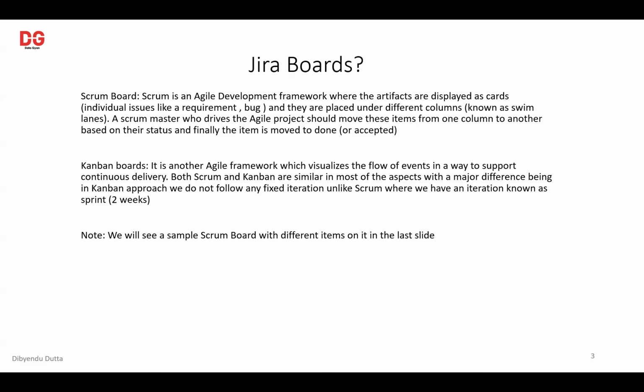Basically, the only difference is that in the Kanban board we do not follow any fixed iteration. For example, in Scrum we use something called a sprint. We'll have a 2 week sprint, and whatever activities are decided should be completed in those 2 weeks. That is a part of the Scrum board. In the Kanban board, we do not have anything as such. These are just some concepts which you need to know. You might not be using it directly in your project. Just as a concept, be aware of these things. Okay.